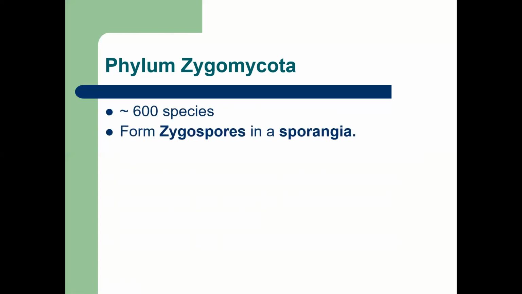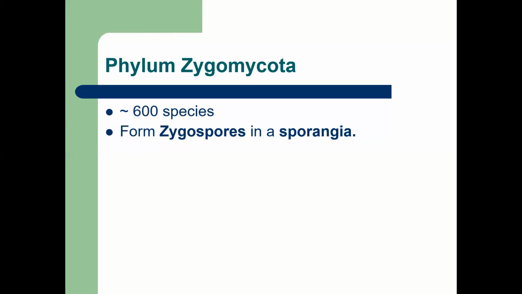So phylum Zygomycota is the second phylum now, and this is the one that Chytridiomycota used to be put into. We have about 600 species. They form zygospores, so that's going to be your spore type, zygospores. And they're also going to be formed in a sporangium, sporangia, plural, sporangium, singular.